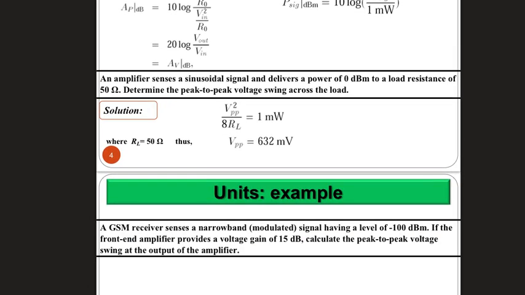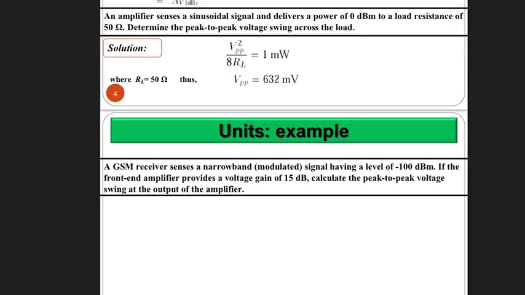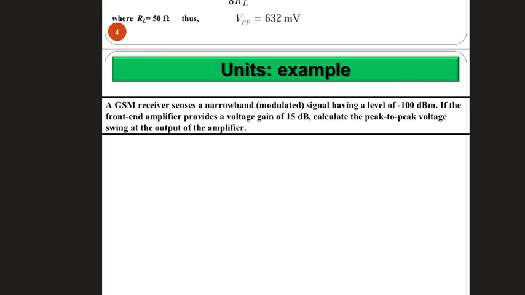Okay, so another example, a GSM. Now I want you to try this example in two stages. Stage one, just try to draw a block diagram. Typically, an amplifier in a block diagram is represented by a triangle like this, and the tip is the output of the amplifier, and the input is going to the base of the triangle. Okay? A GSM receiver senses a narrow band modulated signal. It doesn't matter. Eventually it's some signal and it is modulated, so it has some sinusoid to it.